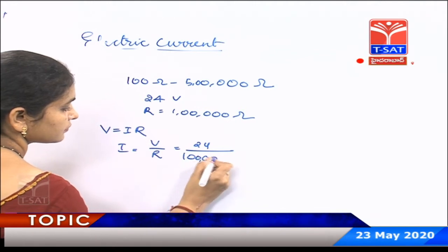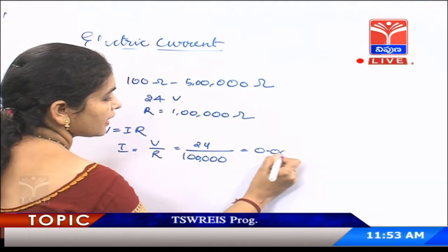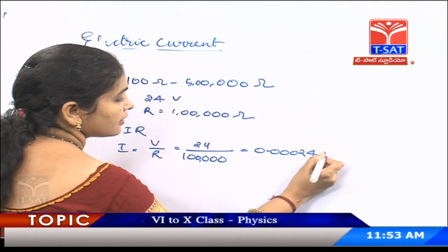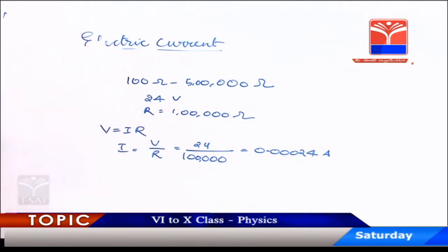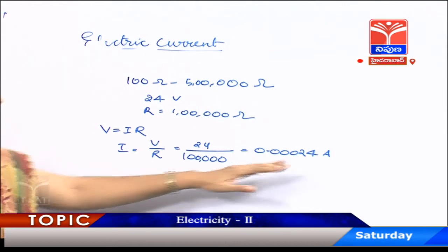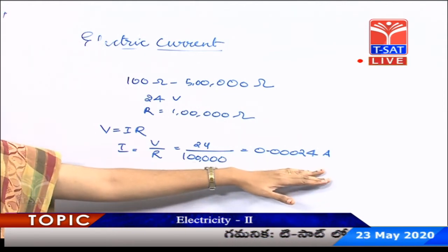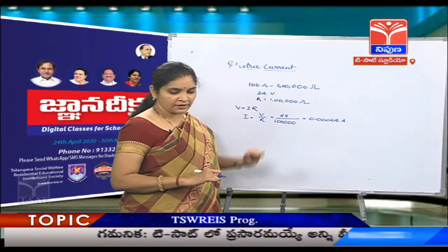Here, the amount of current passing through his body is 0.0024 amperes. This current is very small. It will not affect the human body.